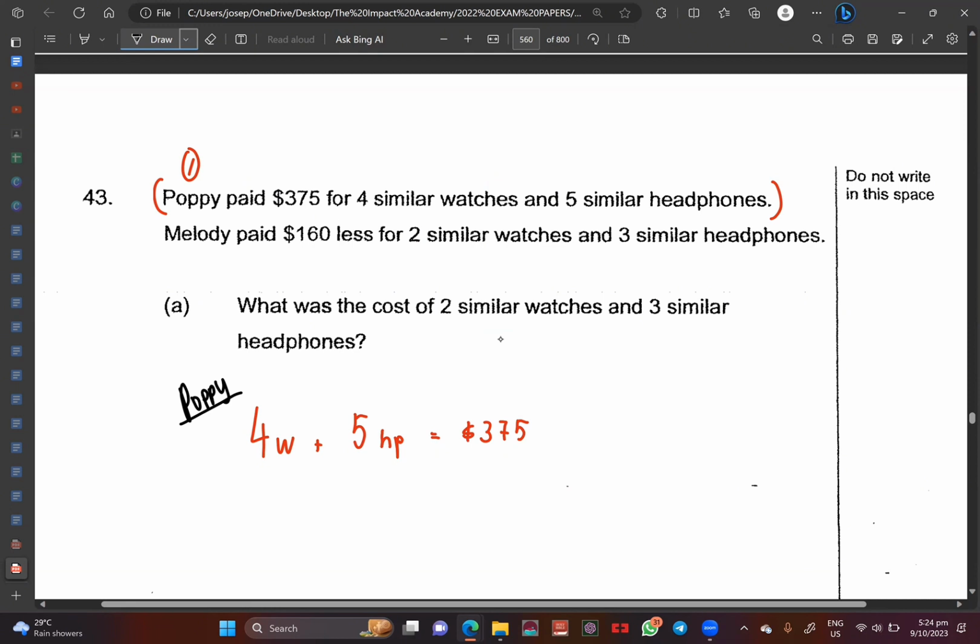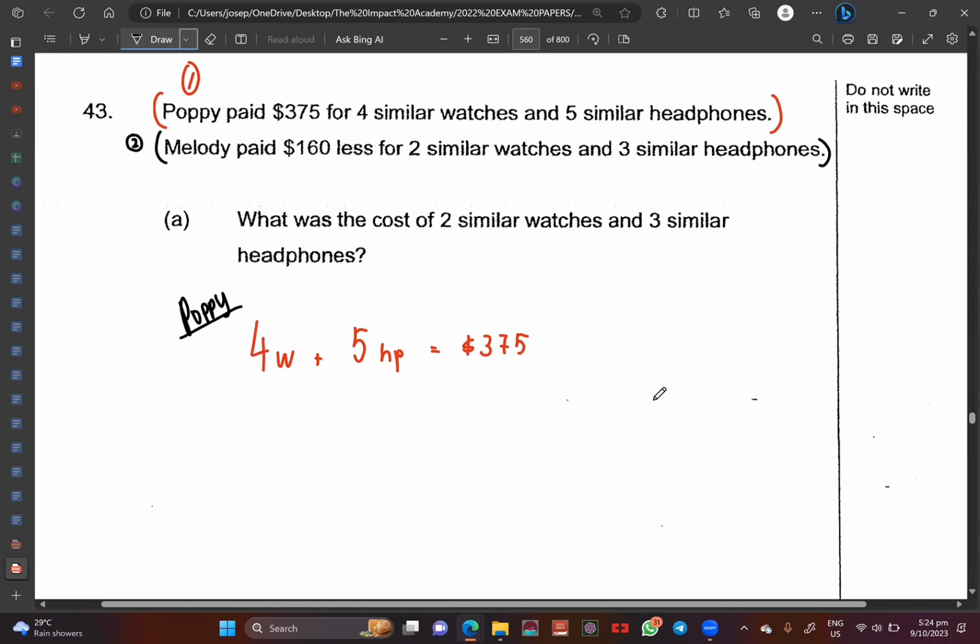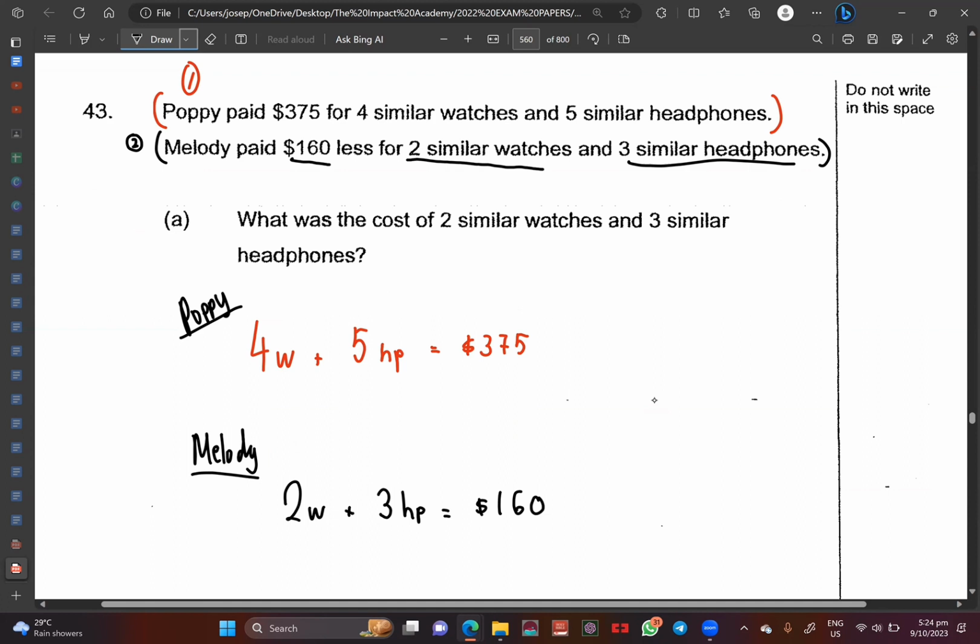Now, after that, we move on to sentence number 2, right? Melody. What did Melody do? Melody, she paid $160 less for 2 similar watches. So 2 watches and 3 similar headphones plus 3 headphones is equals to 160. Can you see this?